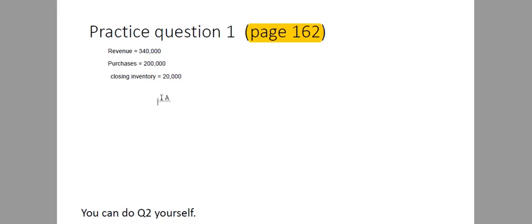So first we would find the cost of goods sold. So let's do the cost of goods sold first, and then we can subtract it from the revenue to get the gross profit. So cost of goods sold would be the purchases, which is 200,000, minus the closing inventory, which is 20,000. So that'll be 180,000. And then we will minus it from the revenue. So your gross profit would be, let's write the formula for what gross profit is: revenue minus the cost of goods sold.